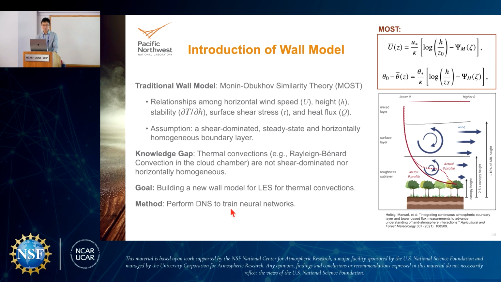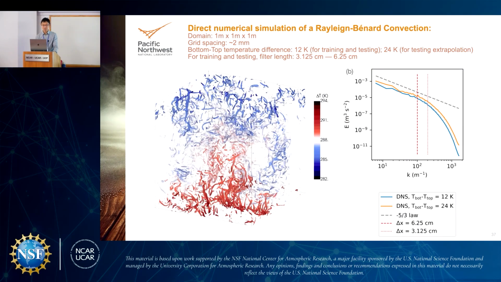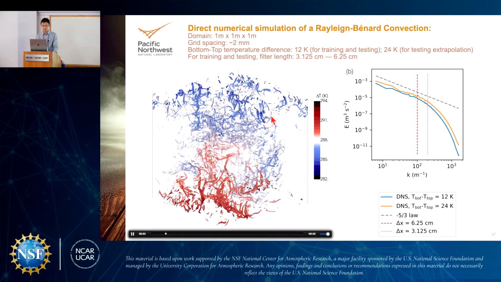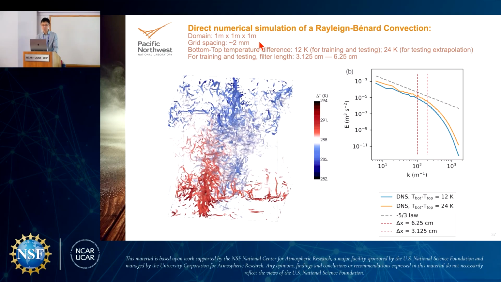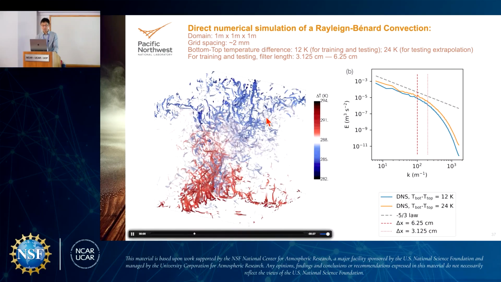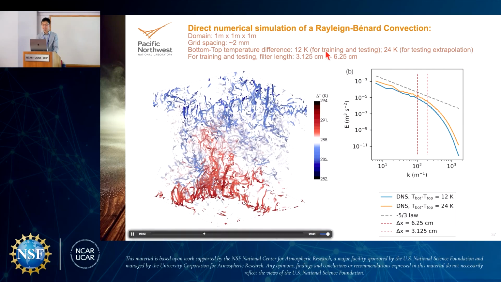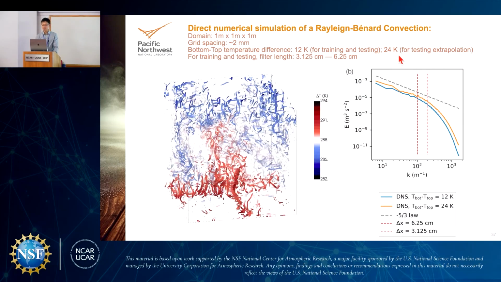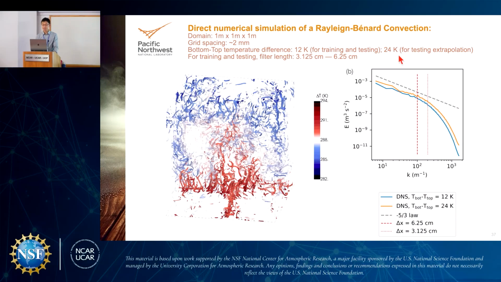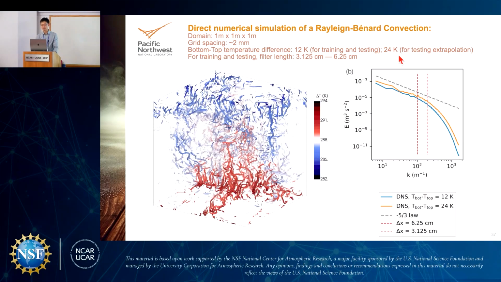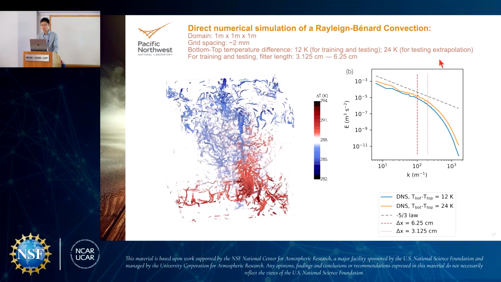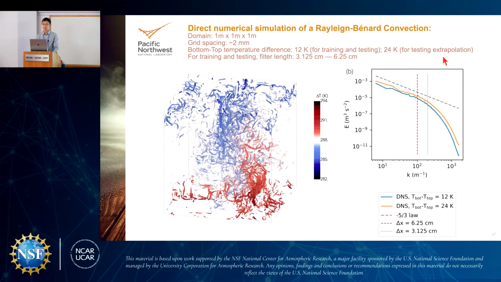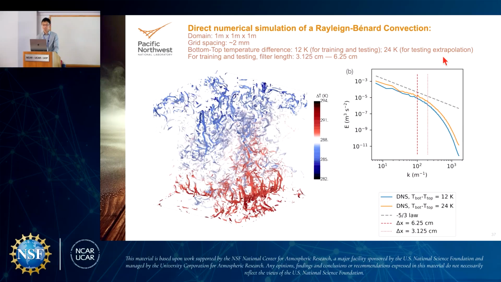And our method is to perform DNS to train the neural networks. This is the DNS we performed. Our domain is a 1 meter cube, and the grid spacing is roughly 2 millimeters. The bottom-top temperature difference is 12 K. This is for training and testing. We perform another one with a more unstable flow, which has a doubled bottom-top temperature difference. This is for testing extrapolation, because one concern for machine learning is its extrapolation.